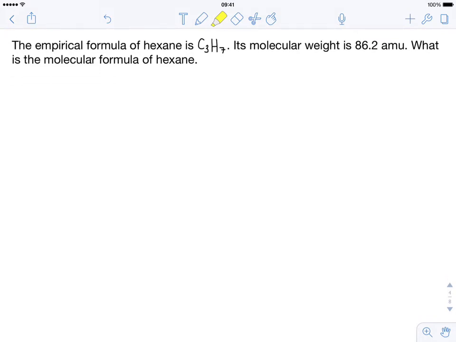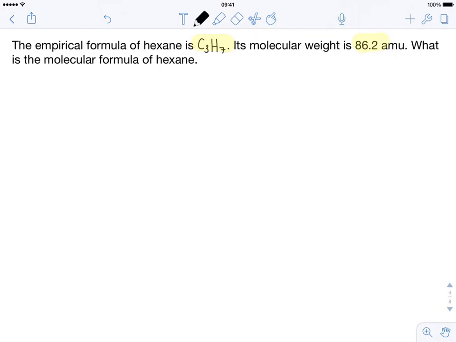The empirical formula of hexane is C3H7. Its molecular weight is 86.2 AMU. What is the molecular formula of hexane? So we can answer this question because we're given those 2 pieces of information. We're given an empirical formula of C3H7 and we're given a molecular weight of 86.2. So we're looking for a molecular formula.